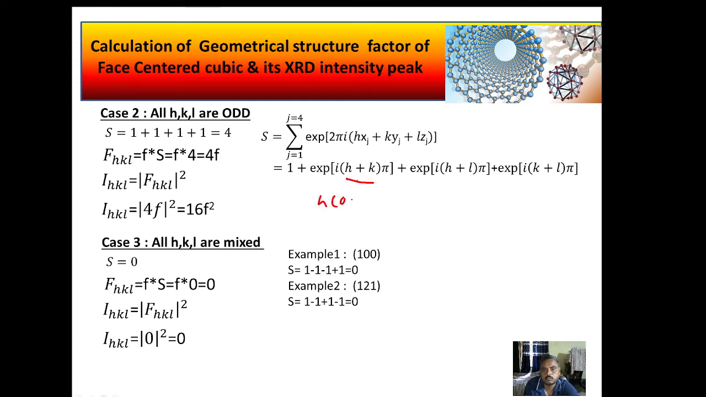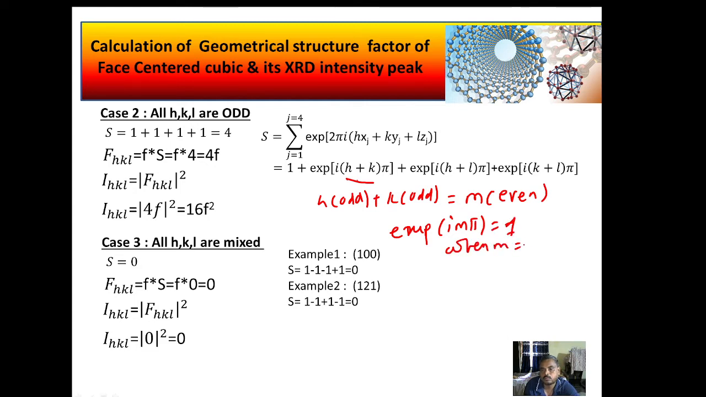H is odd, K also odd. Now you know when two odd numbers add up, we will get the value of M, which will be even. Okay. Now as I told earlier, exponential of i M pi is equal to 1 when M is equal to even.